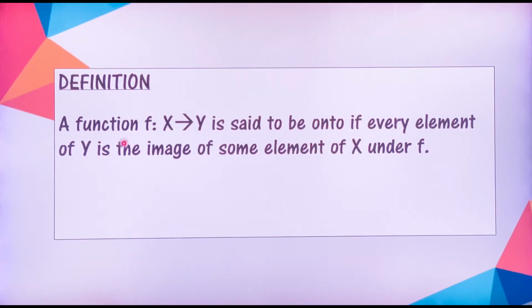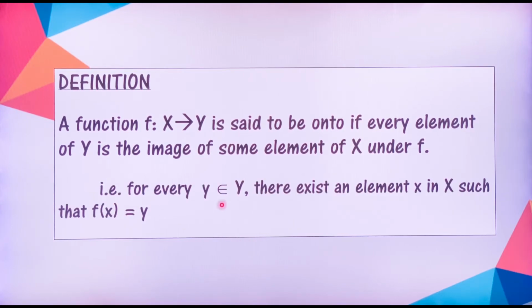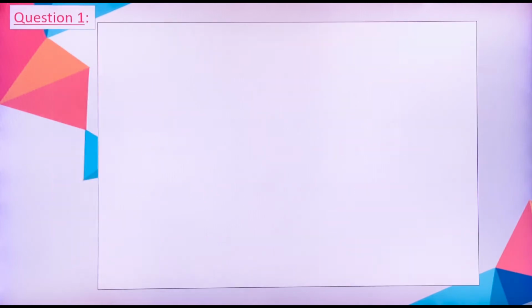Let us define an onto function. Definition: A function f from X to Y is said to be onto if every element of Y is the image of some element of X under f. That is, for every y belonging to Y, there exists an element x in X such that f of x is equal to y. Let's do some examples.